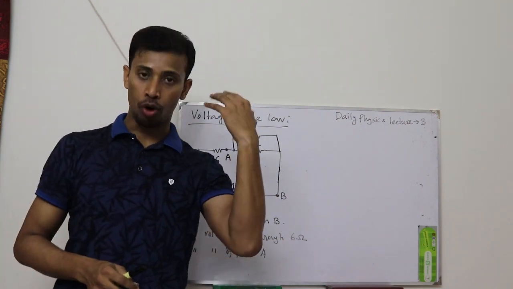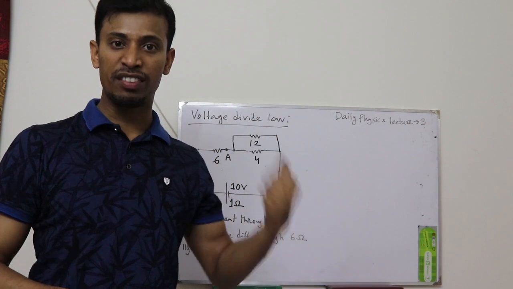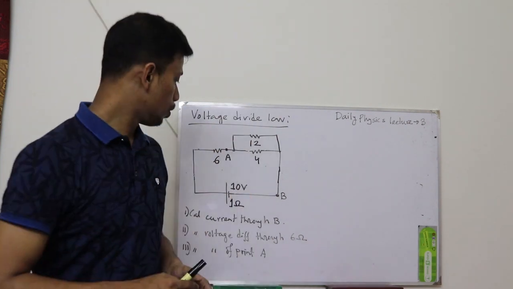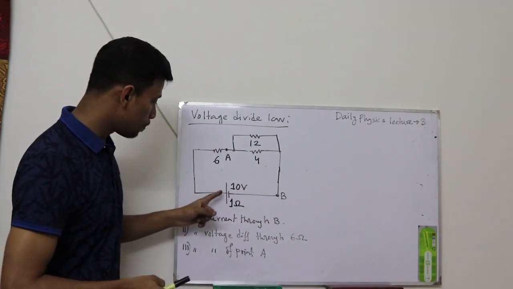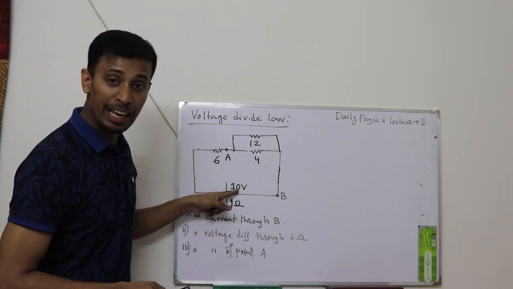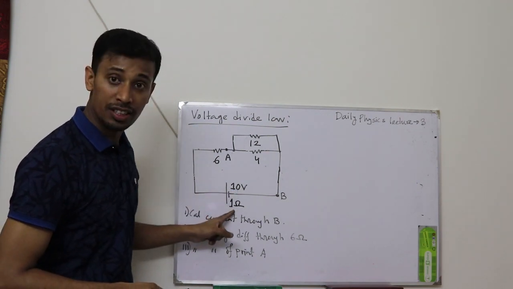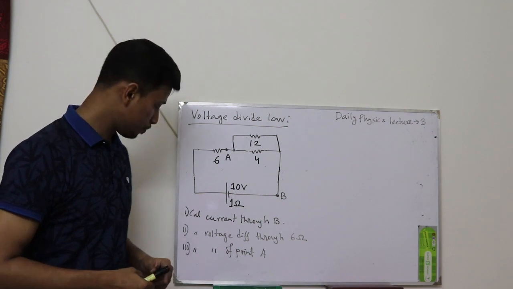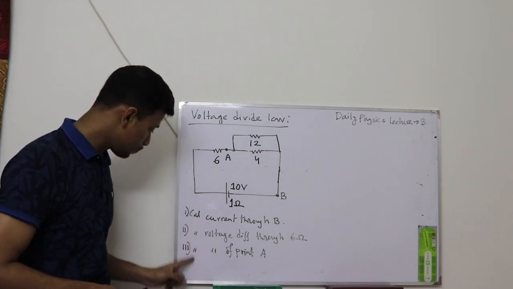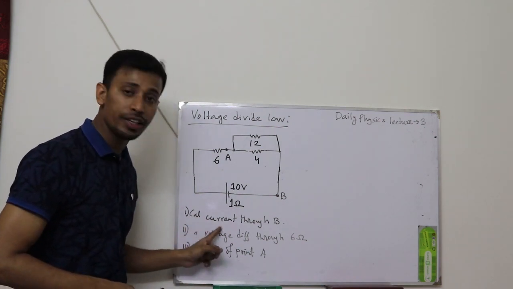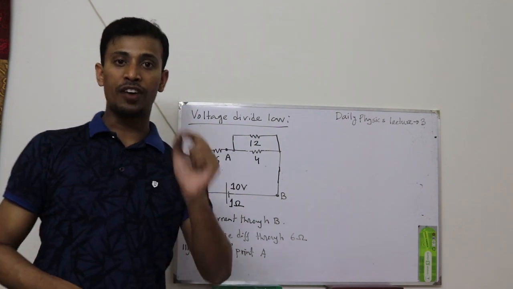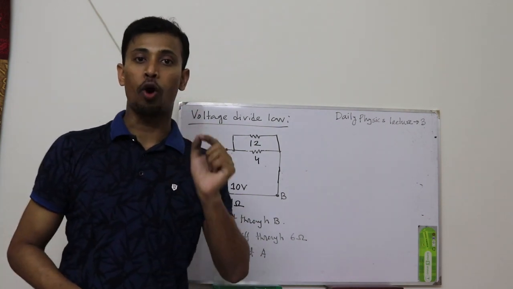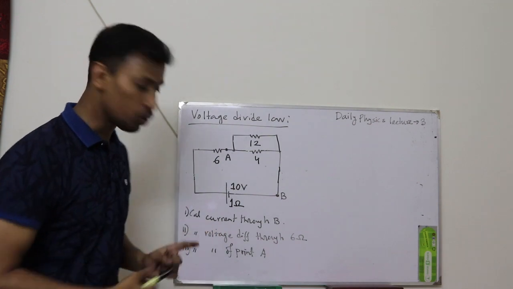I have already discussed circuits in the previous class, lecture 2. So we have a cell here of EMF 10 volt and an internal resistance of 1 ohm. There are 3 questions. Question number 1: calculate the current flow through point B. So at first you have to figure out where point B is. Let's find it out.